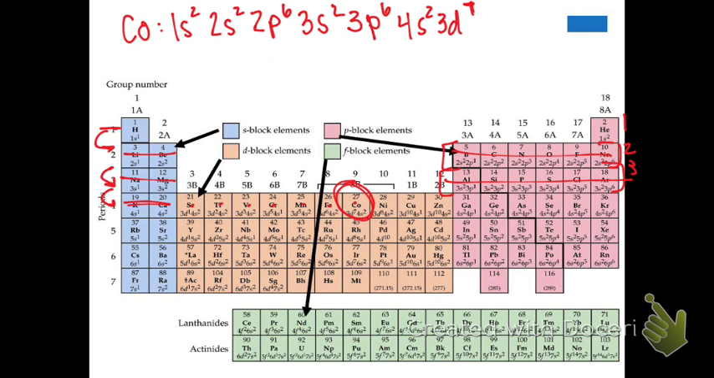If I was going to go with plutonium, is that Pt? What's Pt? Yeah, platinum, sorry. If I was going to go platinum, I would go 6s2, 4f14, 5d, 1, 2, 3, 4, 5, 6, 7, 8. That's what it would look like.